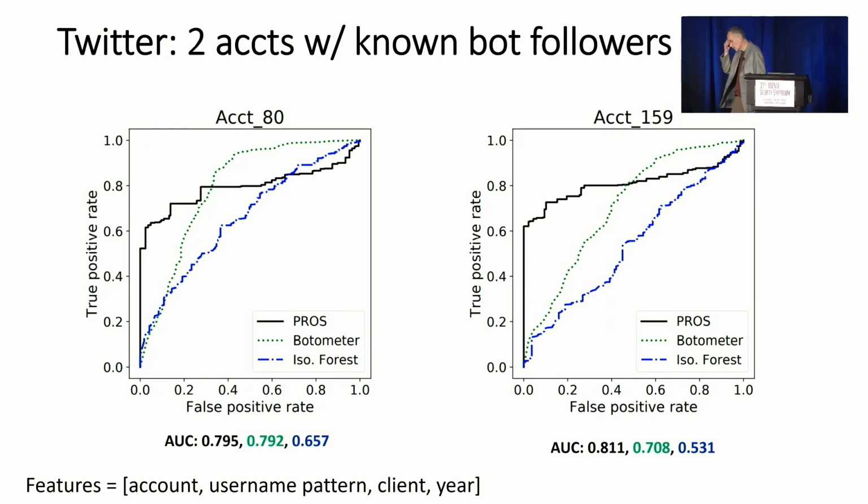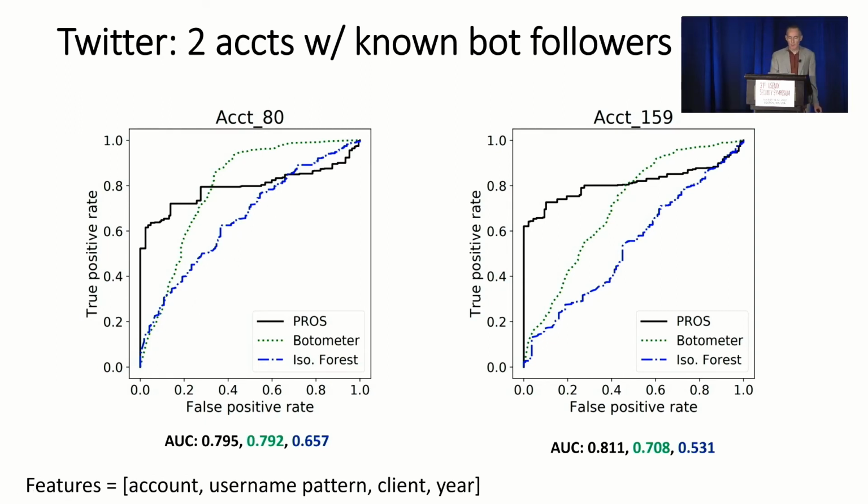A second evaluation I did on a Twitter data set. I was fortunate to find 2 Twitter accounts which self-advertised that they had purchased bot followers in certain amounts at certain times. And again, we were able to use this as a mechanism for evaluation. Again, with a fairly small set of features, just five features here for these 2 particular accounts. Black is the ROC curve produced by this algorithm. Green is produced by Botometer, which is a Twitter bot detection mechanism put out by Indiana University that has an open API. And then again, the blue is isolation forest, which is one of the prominent unsupervised methods.